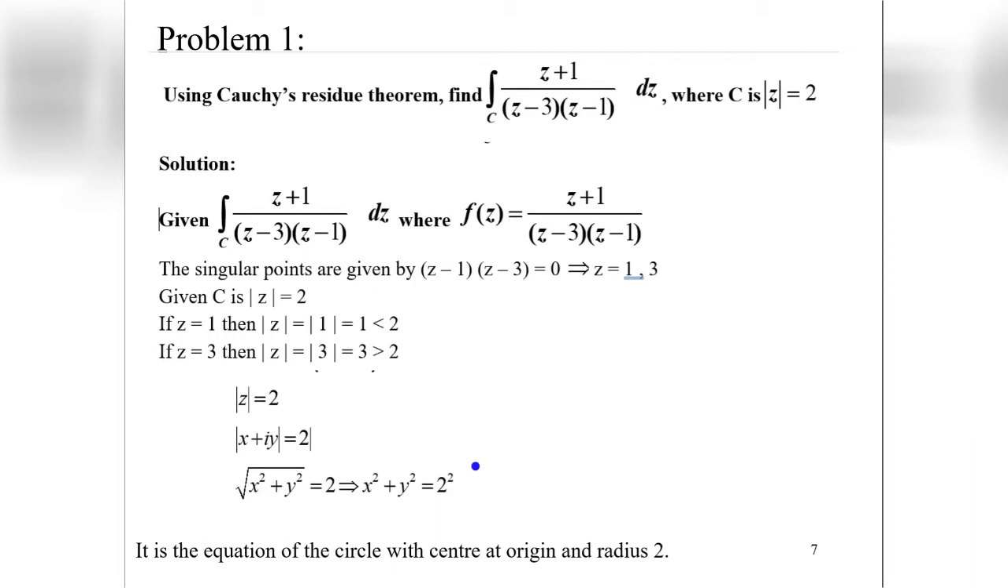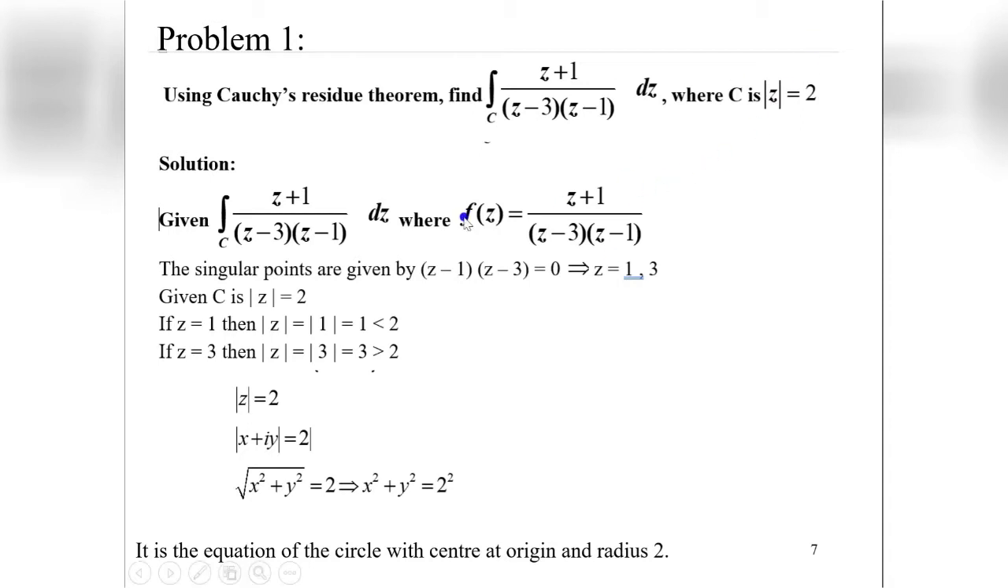First problem: using Cauchy residues theorem, find the integral over C of z plus 1 divided by z minus 1 times z minus 3 dz, where C is modulus of z equal to 2. In this problem, the function is z plus 1 divided by z minus 3 times z minus 1. We know that by equating the denominator to 0, we can get the poles. So in this problem, we get poles as 1 and 3. The next thing is whether the poles lie inside or not.